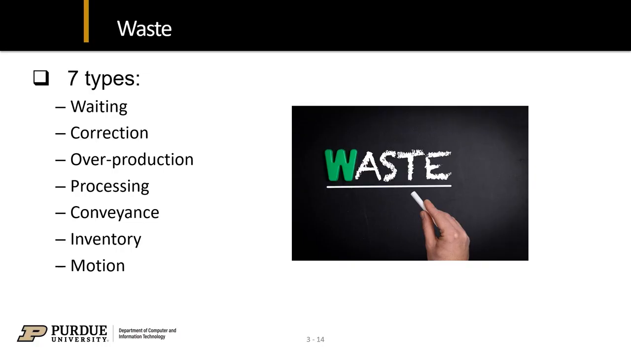The next one is processing waste. Over-engineering. A good example of this form of waste is where additional operations are performed that do not add any value for the customer. Conveyance waste is the movement of materials, components, or paperwork around a business in order that various value-adding operations can be performed. We have inventory waste.